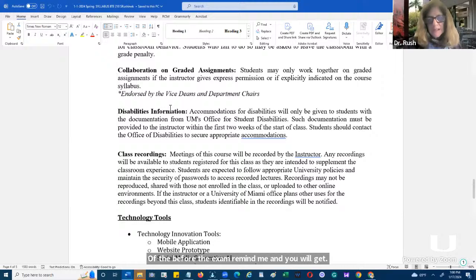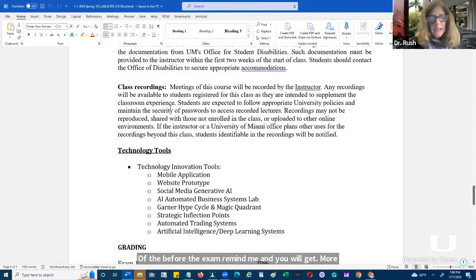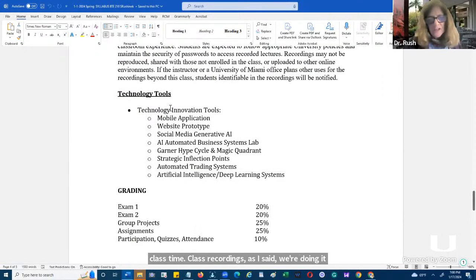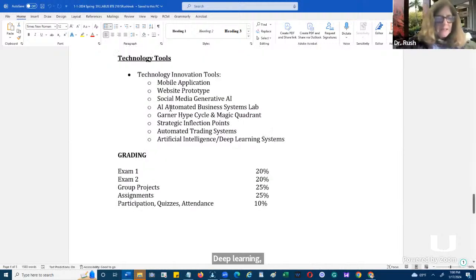Class recordings, as I said, we're doing it. These are some of the technology tools we'll use. We'll do website, we'll do social media, generative AI. We'll have some sessions on automated trading systems and deep learning, generative AI, training AI systems.